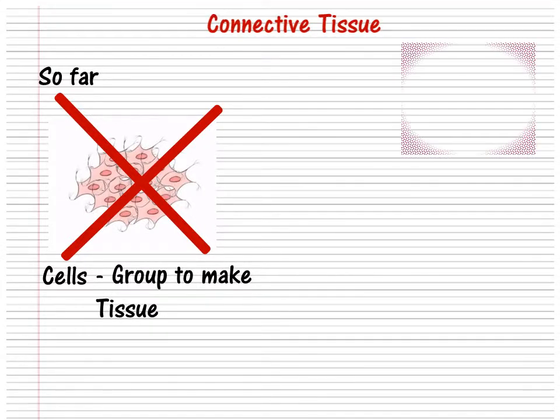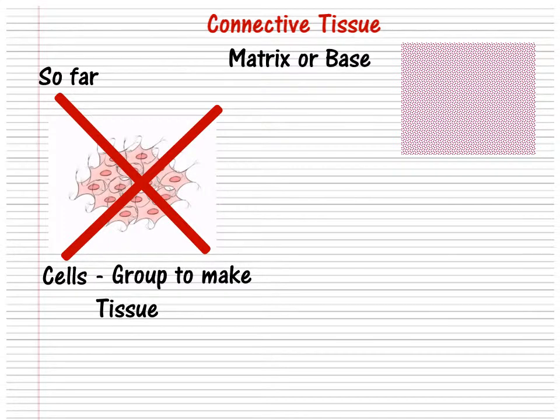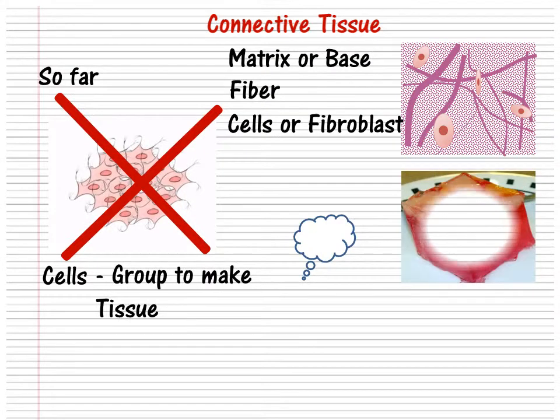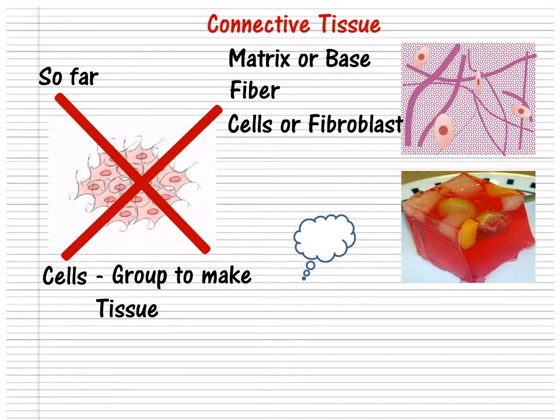Connective tissue has a base or a matrix. It's a jelly-like substance which has fibers. So these are protein or collagen fibers. These are thick fibers, thin fibers, and these have cells which are also called fibroblasts. So these cells differentiate and then become fibers, and you can imagine this to be like a jelly which has fruits and fibers in it, and the jelly is like the matrix.